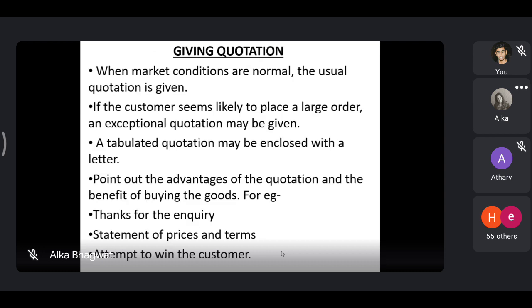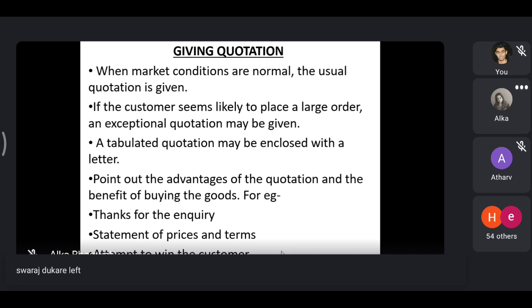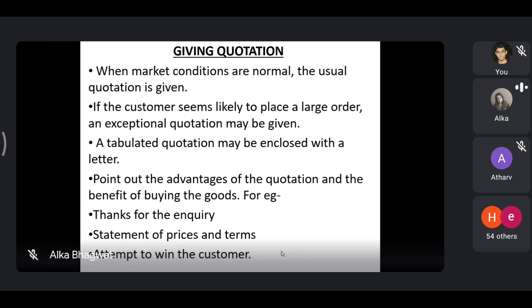Then when you're giving a quotation, when the market conditions are normal, the usual quotation is given. If the customer seems likely to place a large order, an exceptional quotation may be given. Now here, when we are giving a quotation, when do you think we give quotation, students, as hoteliers? In which department do you think that we give quotations to customers?